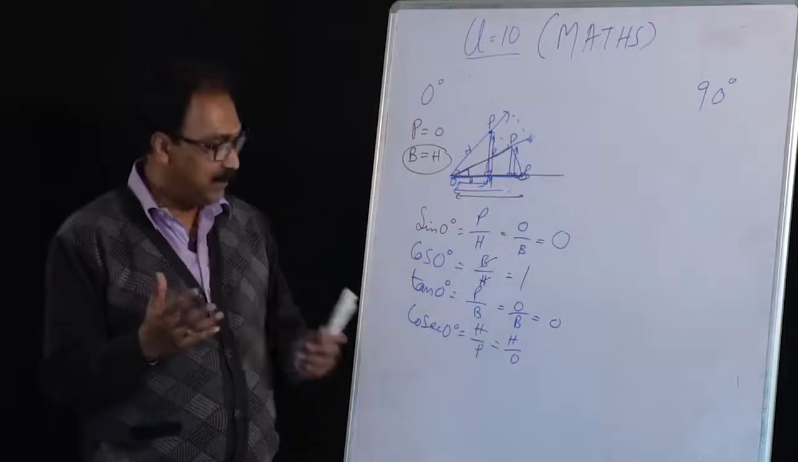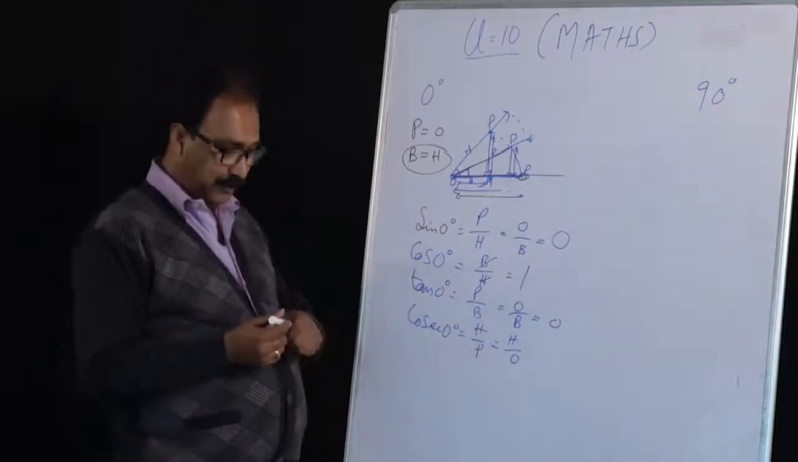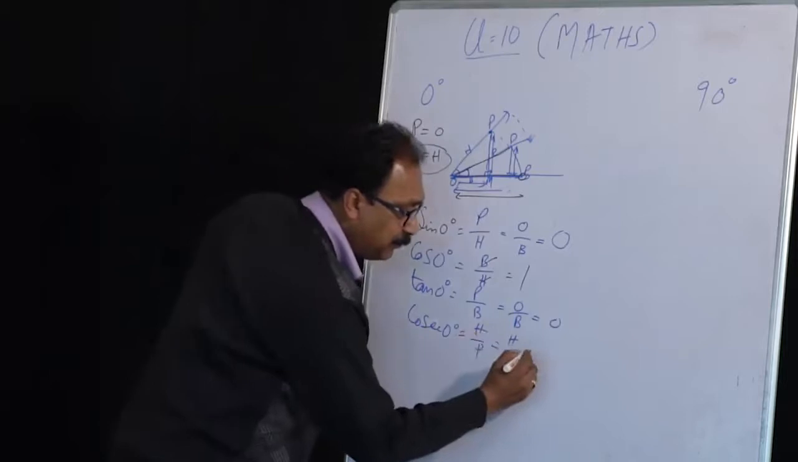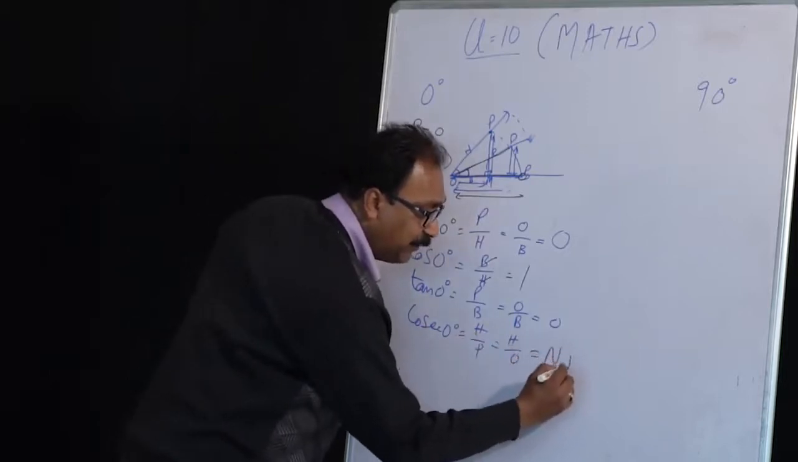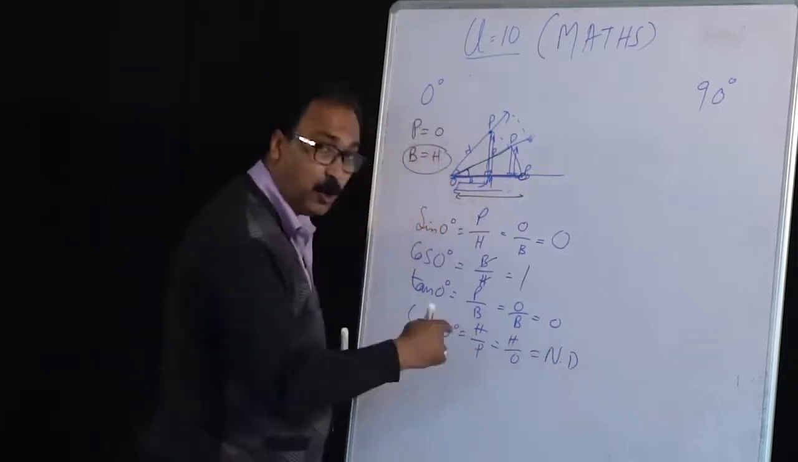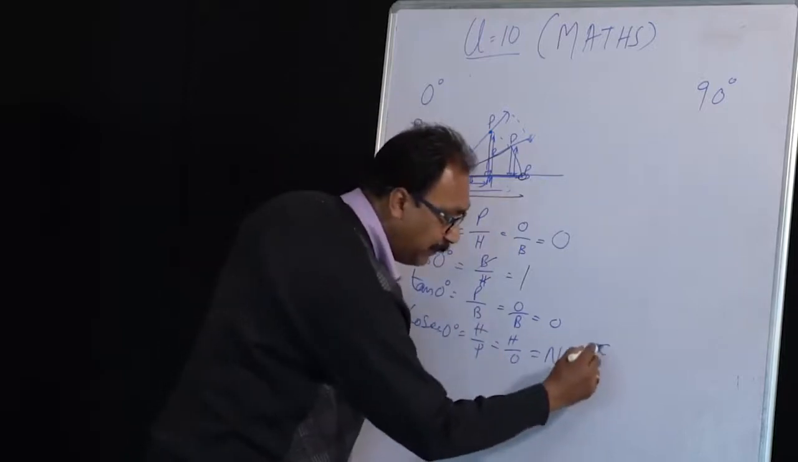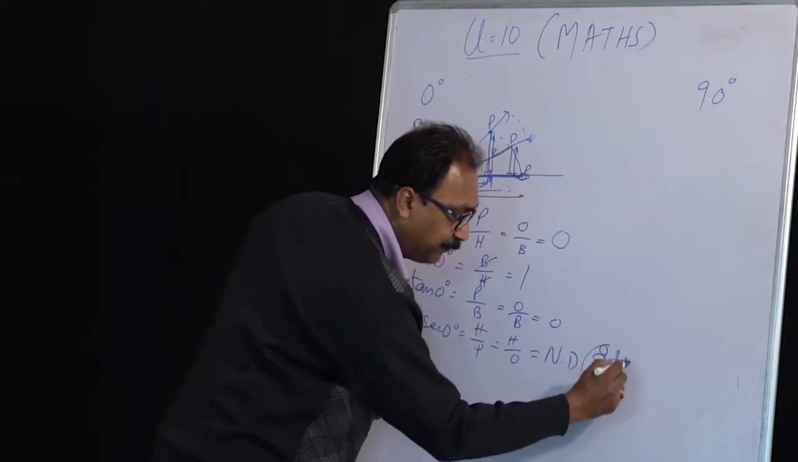They are expecting this is a very big value. So that's why we say not defined. In the book you can find ND, which means not defined. In other words, we can say infinity.